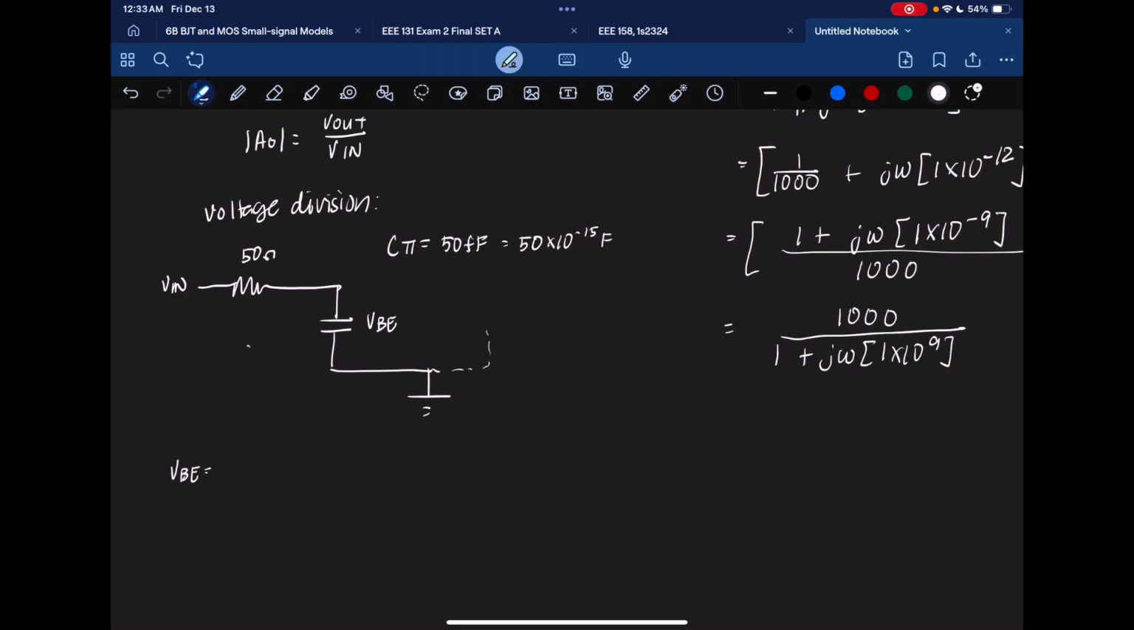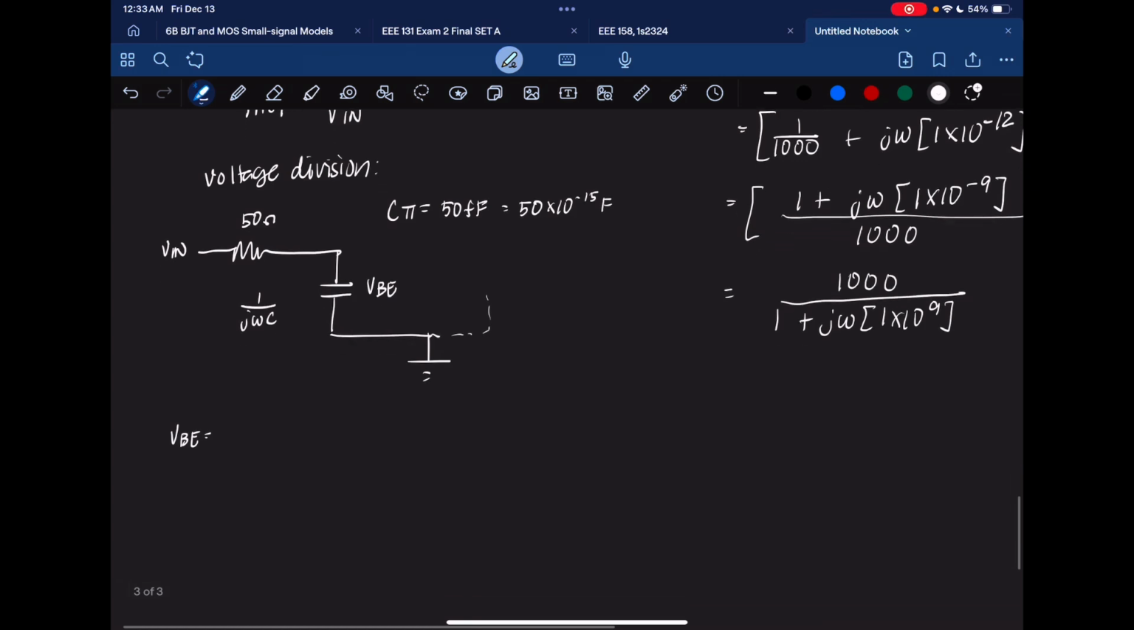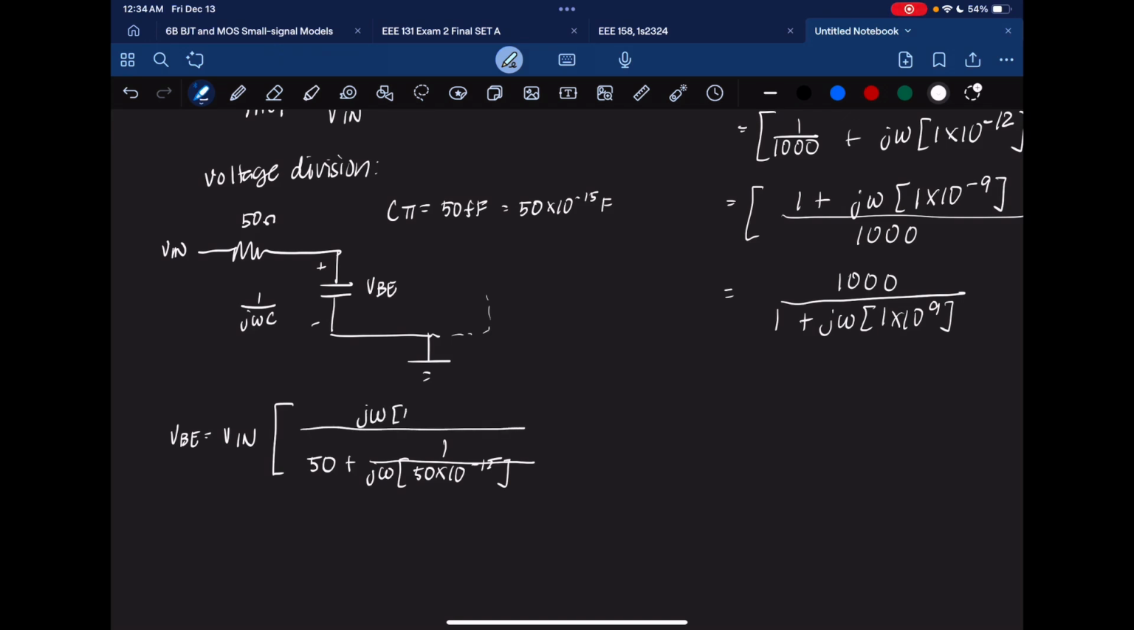Yes. So, again, C pi is 1 over JWC. Just input the C pi there. So, VBE is V in, voltage in, multiplied by the resistors. So it's the total resistance of that series, 50. And then on top is the resistance of the one that we want. A lot of elements here.